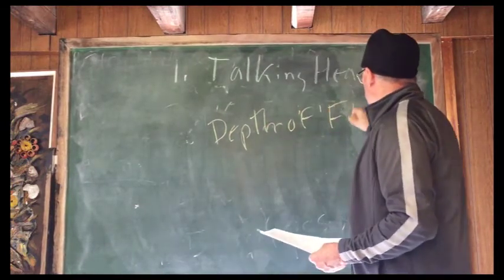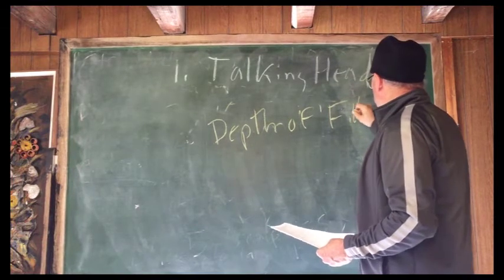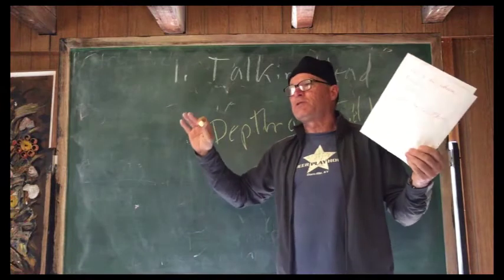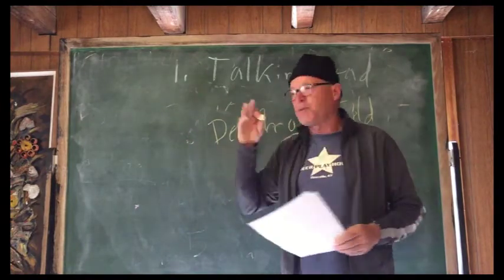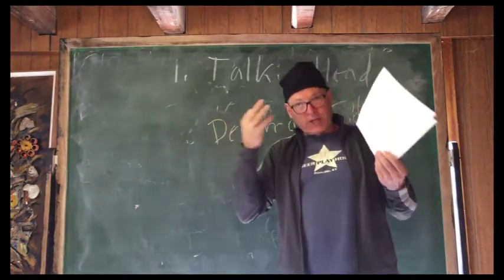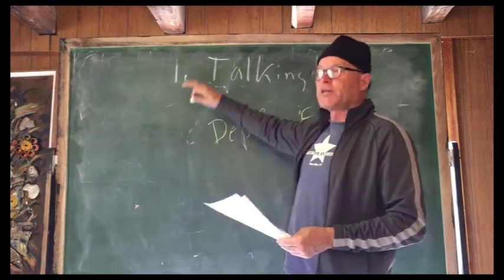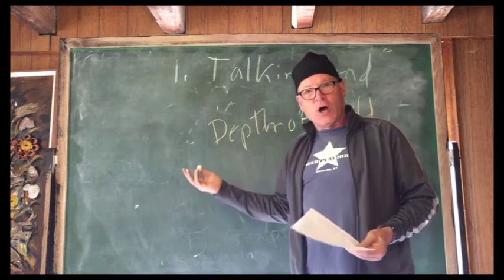Depth of field. You know, depth of field is just one more thing to separate the subject from the background. You can separate the subject from the background by having it go darker or having it go lighter or having it go fuzzy and soft.